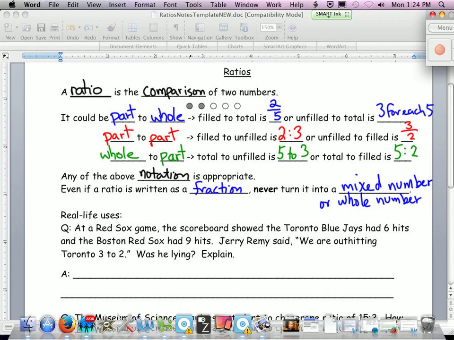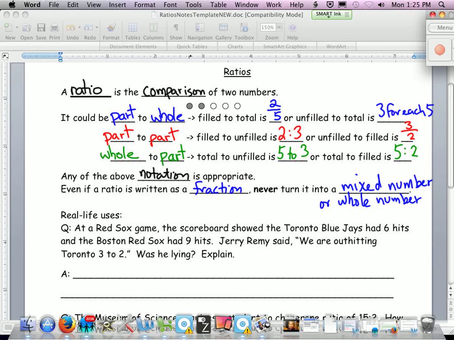So who can explain what's going on with Jerry Remy? Was he lying? Why would he say we're out hitting them 3-2? Raise your hand if you think you can explain what's going on in this scenario. Sir? He took the ratio 6-9 and simplified it.